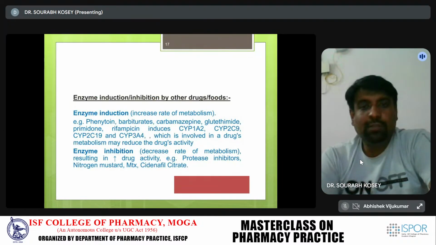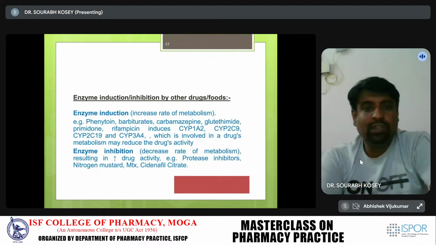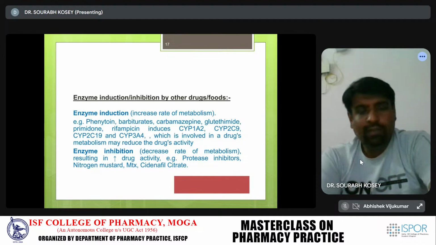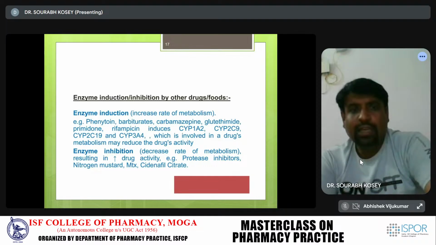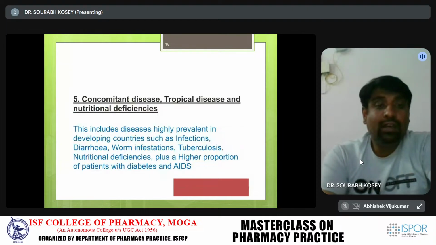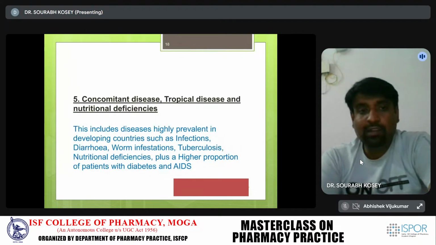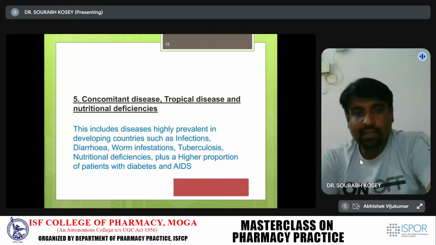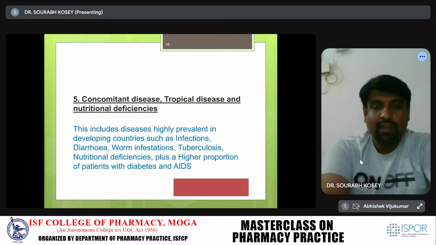Enzyme induction or inhibition by other drugs or food, like phenytoin, barbiturates, carbamazepine, various antituberculars and the cytochrome series, which involve drug metabolism, reduced activity. So enzyme inhibition decreases the rate of metabolism. And the fifth is concomitant disease, tropical disease, or nutritional deficiencies, which are highly prevalent in developing countries, like infections, diarrheas, worm infestations, tuberculosis, nutritional deficiencies, and a higher proportion of patients with diabetes and AIDS.